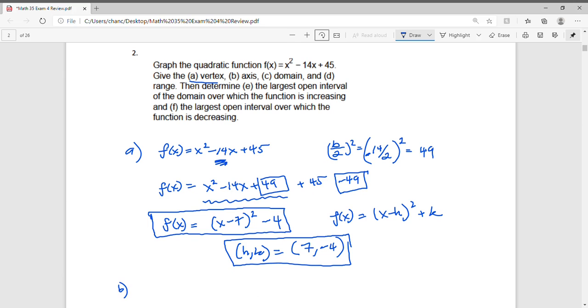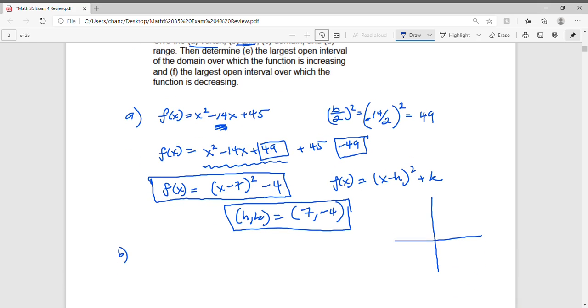In part B, we want to state the axis of symmetry. If I were to plot this parabola, I would know it faces up because the leading coefficient is a positive number. So we know this parabola faces up, and the location of the vertex is 7, negative 4. So here's a rough sketch of what it looks like. We have the vertex at 7, negative 4, and it's going to face up. This is just a rough sketch, but it allows me to see what the graph looks like.